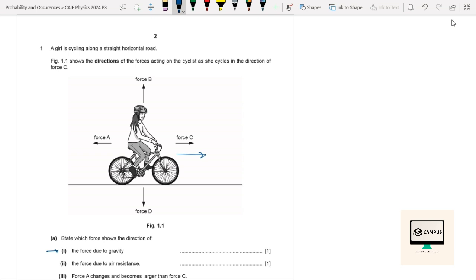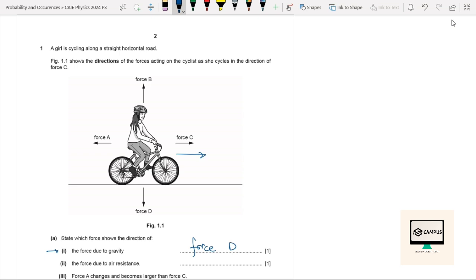So force of gravity is a simple one. Force of gravity acts in the vertically downward direction. We know that because gravity is a force which pulls everything toward the center of the earth or center of the massive object. So force D is the force due to gravity. We know that it was an easy one.